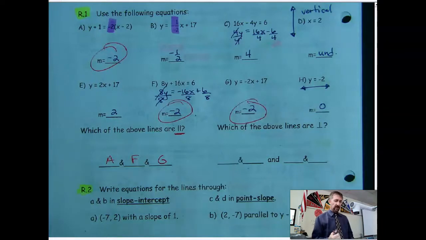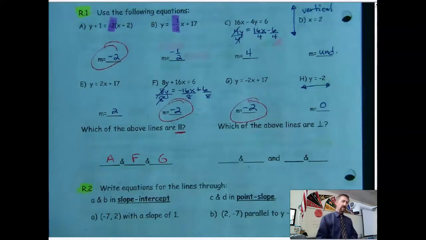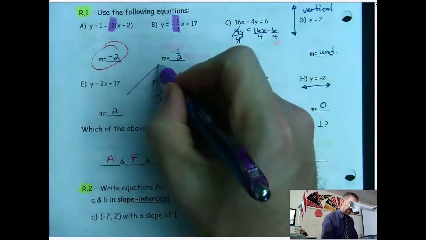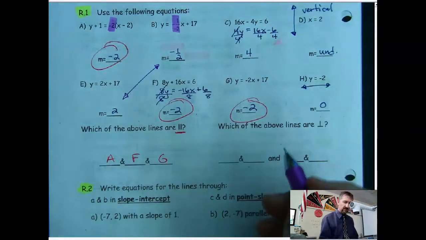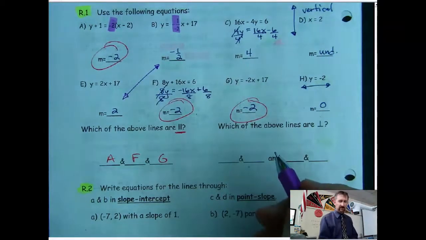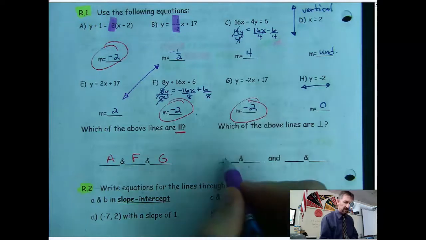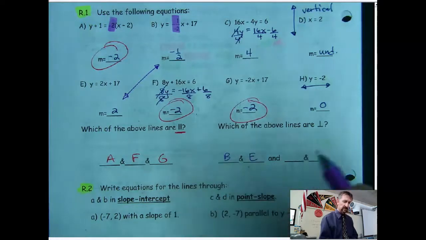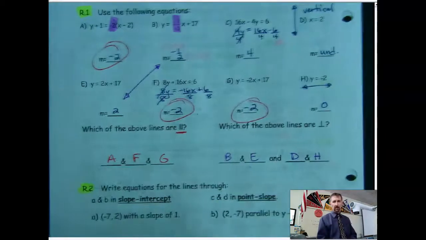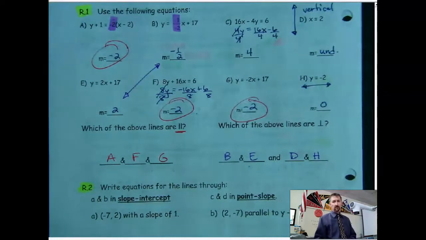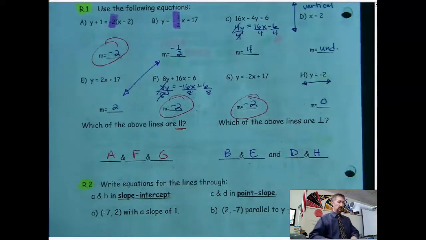Now, which lines are perpendicular? Perpendicular lines have opposite reciprocal slopes. So first of all, we have these two. Those are opposite reciprocals. Opposite meaning positive and negative, reciprocal meaning flipped. So B and E are opposite reciprocals. Now, down here, D and H, that's just horizontal and vertical, which are perpendicular to each other. Always.